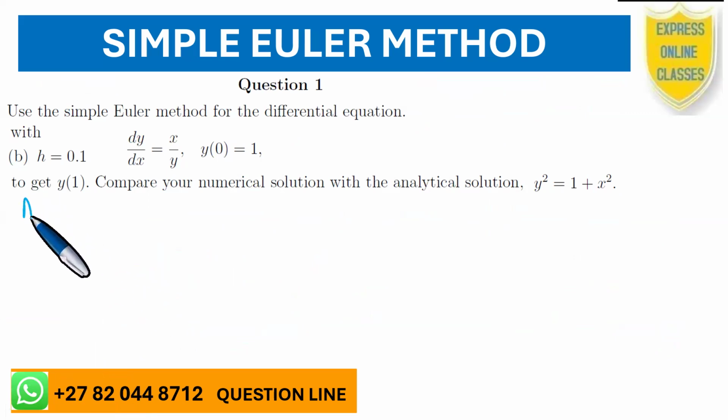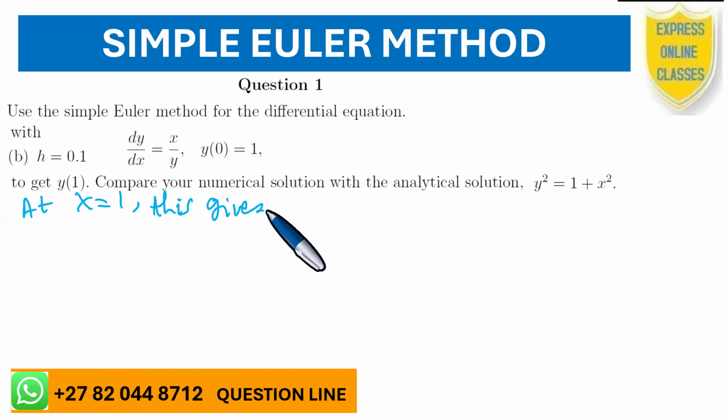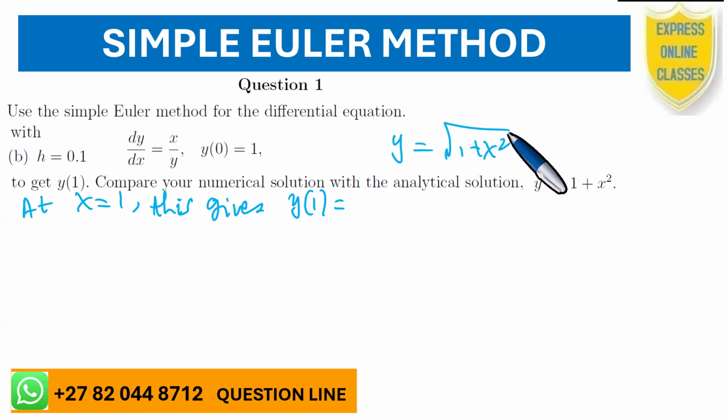Okay, in view of the analytical solution we need to compare with, we note that, for example, at x equals 1, this gives y at 1, which becomes, as we've seen, the square root of 1 plus x squared, which is the square root of 2, which is 1.41. Use a calculator. The square root of 2 is 1.41. We know this one very well.